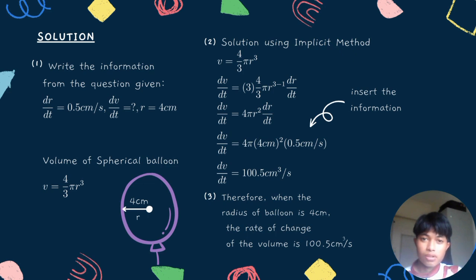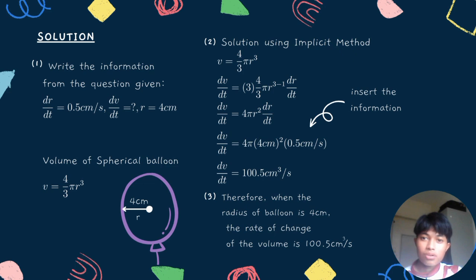So the first thing we need to write is volume equals 4 over 3 pi r cubed, which is the formula of volume of a spherical balloon. And then we need to differentiate it, and we get dV/dt equals 3 times 4 over 3 pi r to the power of 3 minus 1 dr/dt. And then we simplify it, we get dV/dt equals 4 pi r squared dr/dt.